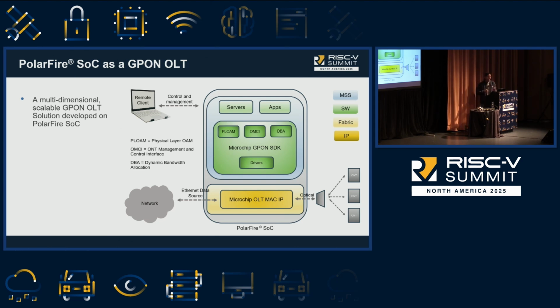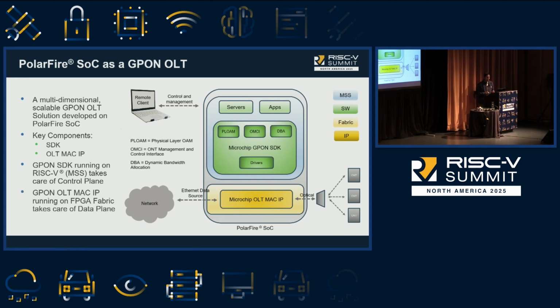So we will have multiple ONU devices or ONT devices connected to this OLT, and each will ask for some bandwidth allocation. So that's what the dynamic bandwidth allocation algorithm will decide. So yeah, we have the SDK and the MAC IP. The SDK is running on the RISC-V and it's taking care of the control plane, while the MAC IP is taking care of the data plane.